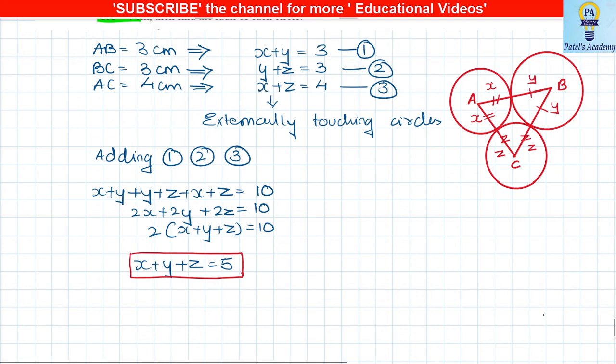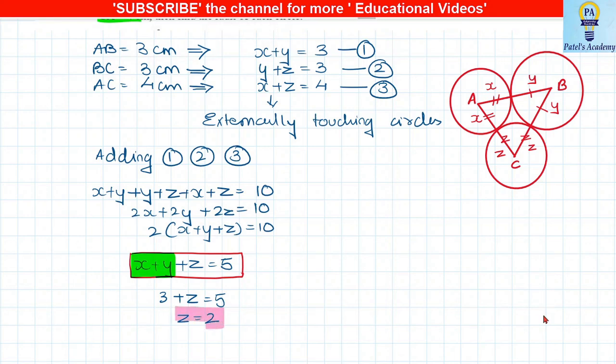Now just see the first equation. In the first equation, x plus y is 3. Now come back to the equation. What we got here, x plus y is 3. So instead of x plus y, I'm writing 3. So 3 plus z equals 5. After shifting, I get z as 2. So what is z? This is nothing but the radius of one of the circles. So I got the value of z.